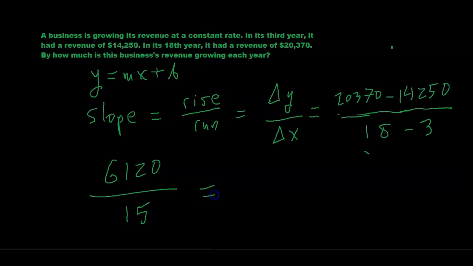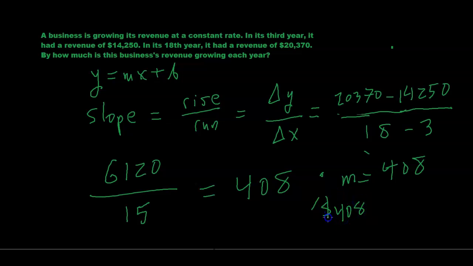So let's calculate that. 6,120 divided by 15 is 408. So that's the slope. We found that m equals 408. And remember, the slope of the line connecting these 2 points is the rate of change of the function that the line models. So the rate of change of the revenue for this business is $408 per year.